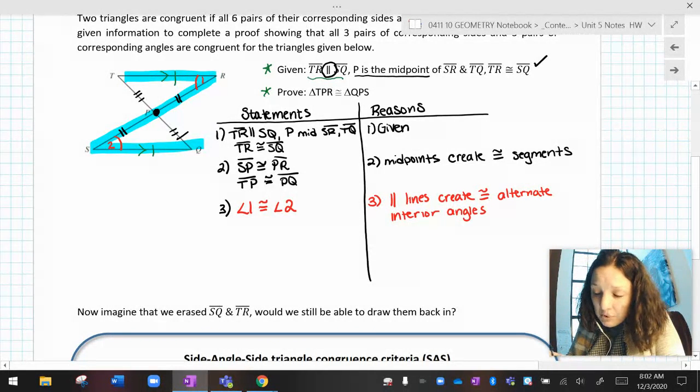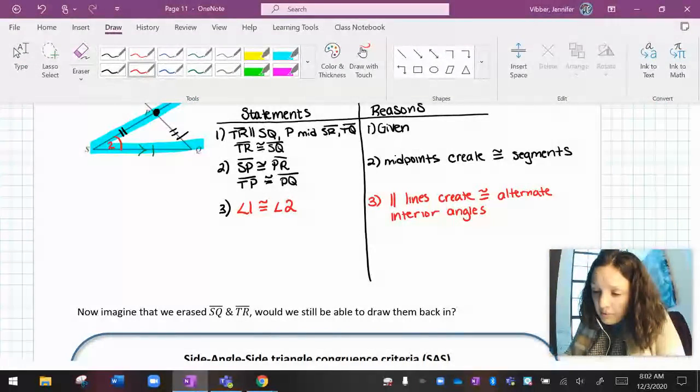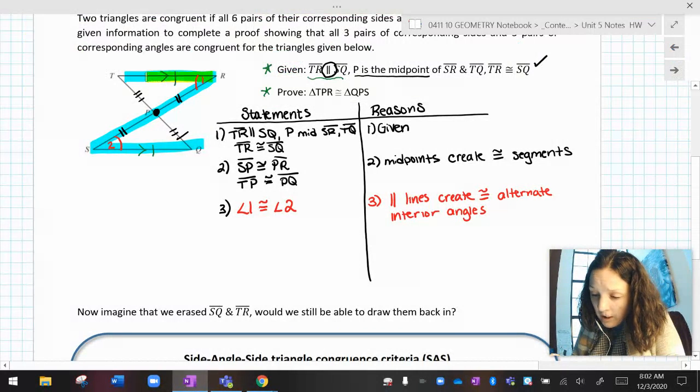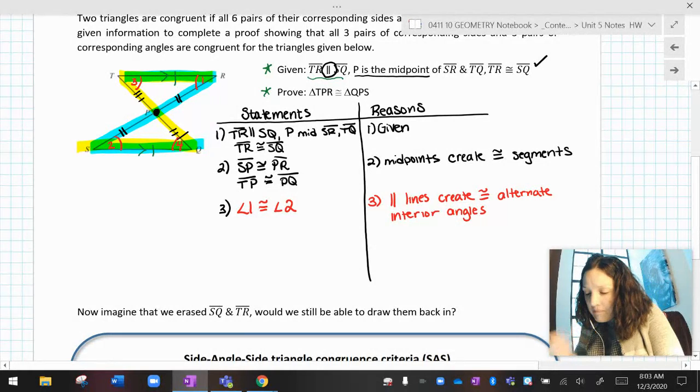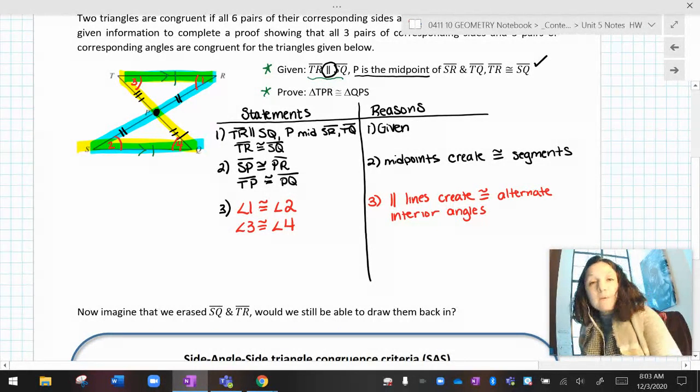If you look on the other side, highlighting this again in yellow, I have a backwards Z right here. I have another pair of alternate interiors, which I'll call 3 and 4. So I can also say that 3 and 4 are congruent because parallel lines make congruent alternate interior angles. Cool.